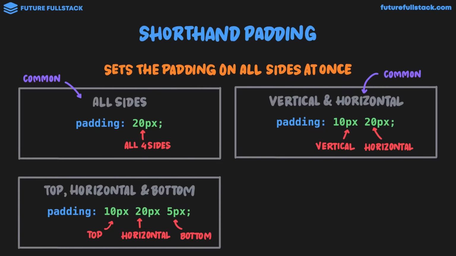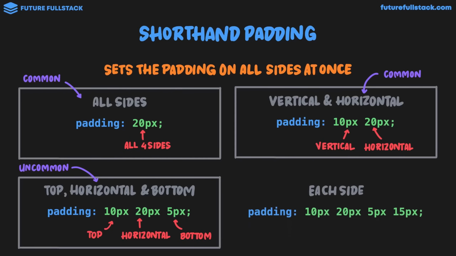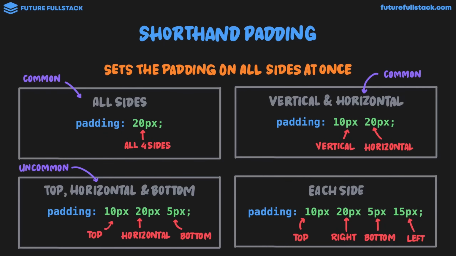Now, this one is quite uncommon, and to be honest, I find it a bit confusing to use. The fourth way of using the shorthand padding is setting values on each side. It looks like this. The first value is the top padding, the second value is the right padding, the third value is the bottom padding, and the fourth value is the left padding. The way to remember this is you start at the top and you work clockwise around the box. So top, right, bottom, and left.